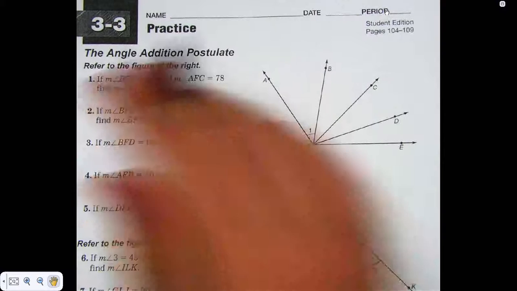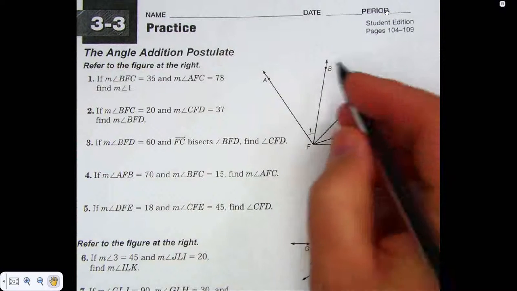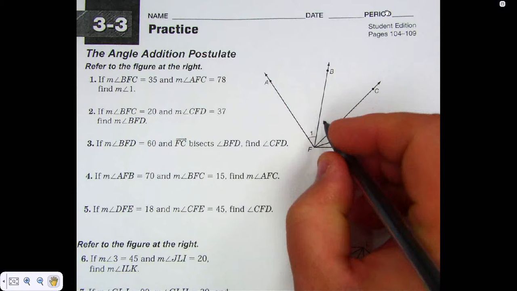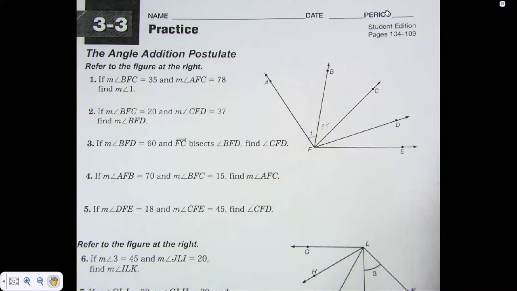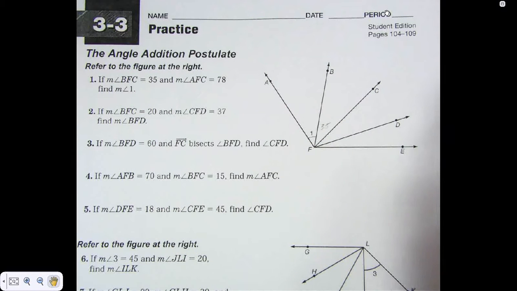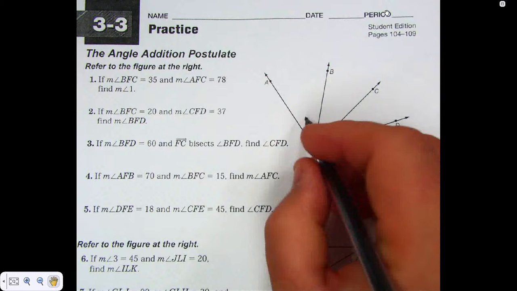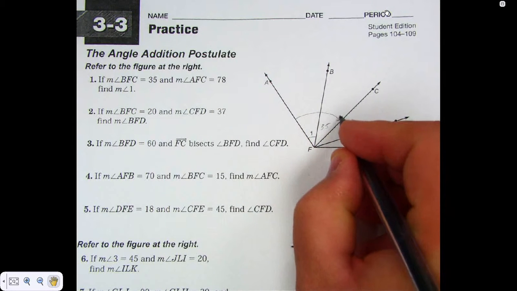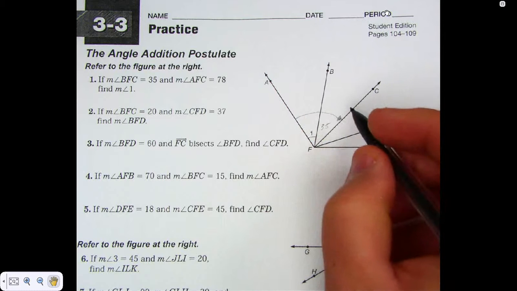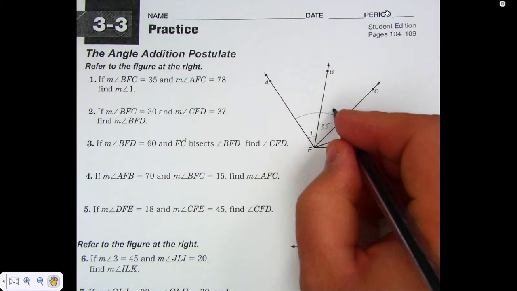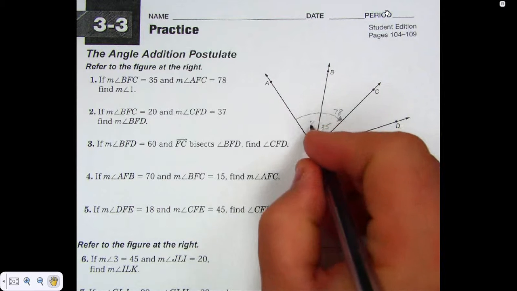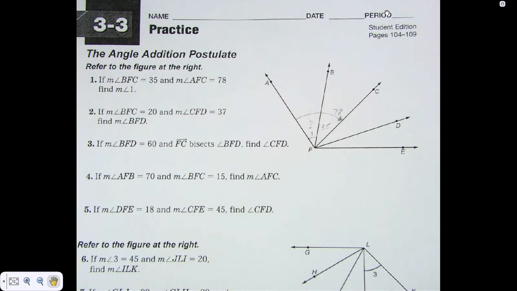First one here says the measure of angle BFC, BF to C. Okay, so that's this one right here. It's 35 degrees, right? Measure of angle AFC, so I'm going to go ahead and go like that. That's from there to there, right? AFC is 78. It says to find the measure of angle 1. Ooh. How am I going to do that?